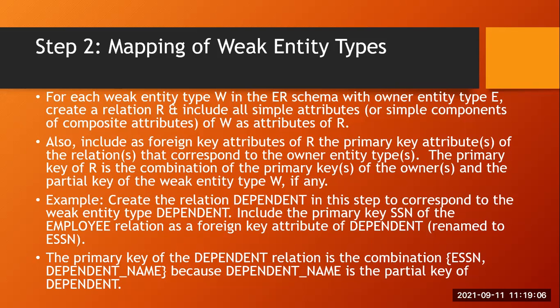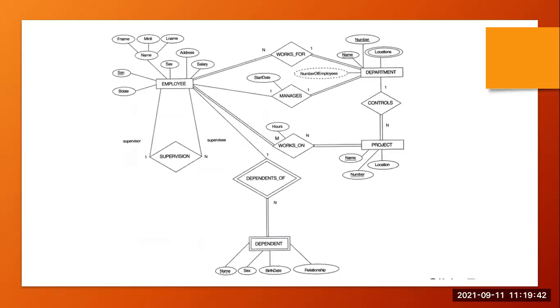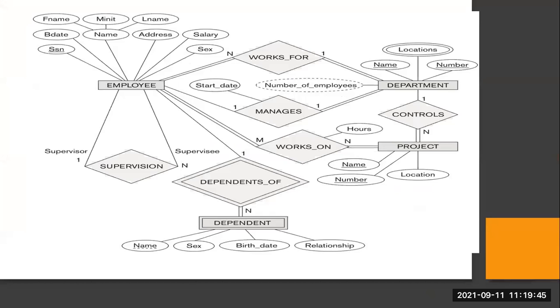Now, from this ER diagram, how are we going to identify and represent a weak entity here? So let us see. For each weak entity type W, you can give any name here, in the ER schema with owner entity type E, create a relation R and include all the simple attributes or simple components and composite attributes of W as attributes of R. Whatever I read or whatever you read will get confusing here. So better we go to the diagram and I'll tell you how it will work for the mapping of weak entities. Okay, I'll just go to the main diagram here. So see, hope this is visible for you people. We'll work with the annotate.